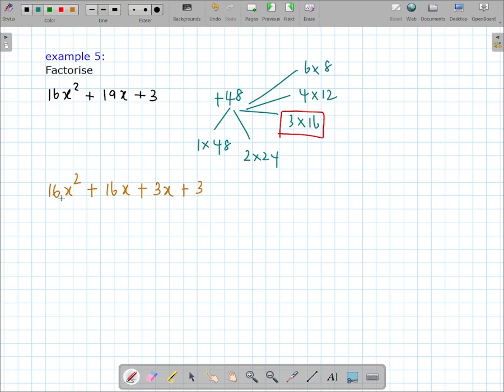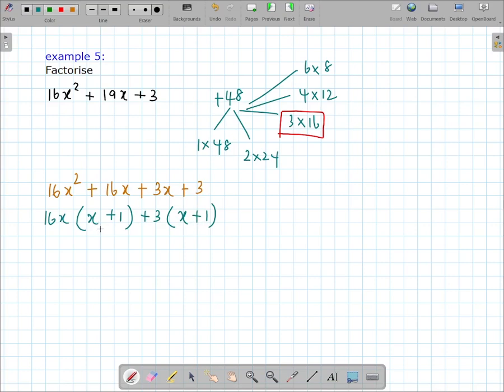Then what is common in the first two terms? 16x is common. Then 16x squared divided by 16x, x remains, plus 16x divided by plus 16x, that is 1. Then the next two terms, plus 3x plus 3. So I can see plus 3 is common. Then plus 3x divided by plus 3, x remains. Plus 3 divided by plus 3, that is plus 1 remains.